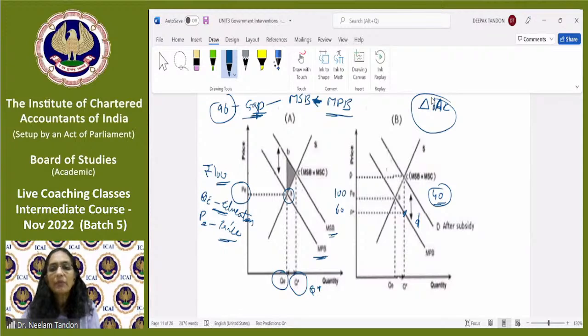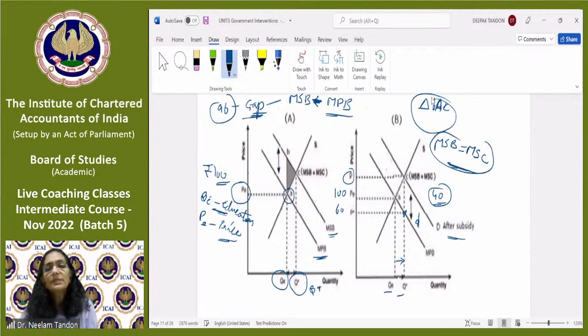What happens because of that? More people will join. Education gets subsidized, people join. Demand increases from QE to Q dash. Price in the market is P. But who pays this price here? The price goes up, and the government will take care of it through subsidies. So here, marginal social benefit will be equal to marginal social cost. There will be no externalities here. Otherwise, it's a loss.